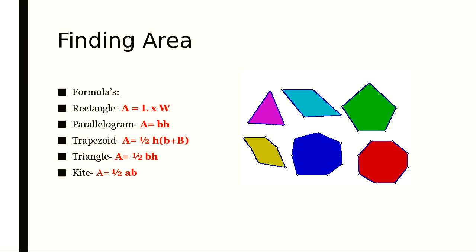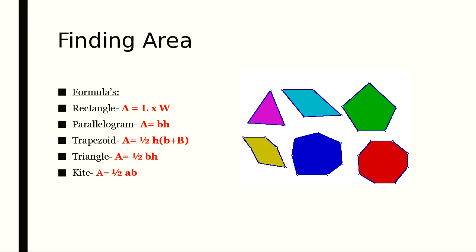All right. So perimeter is pretty straightforward. So we're going to slide into area. Some of the formulas that we're going to need to know are of a rectangle, parallelogram, trapezoid, triangle, and a kite. So the rectangle formula is area equals length times width.